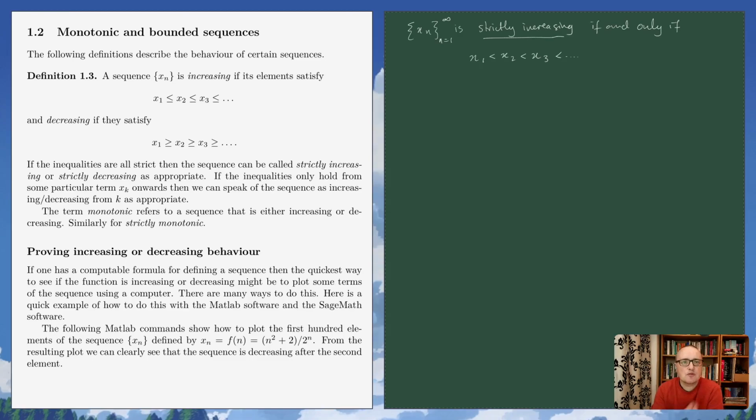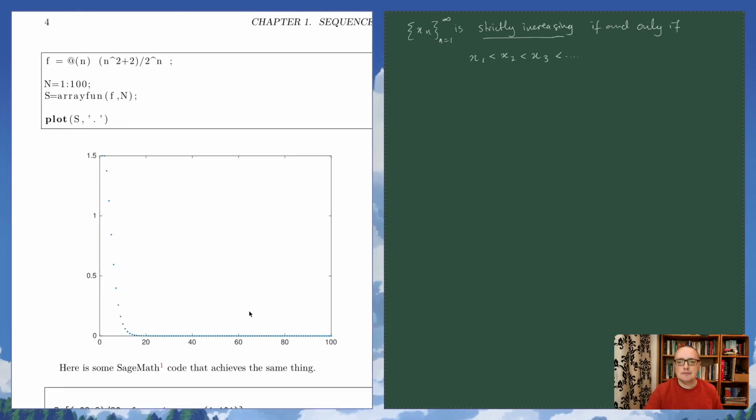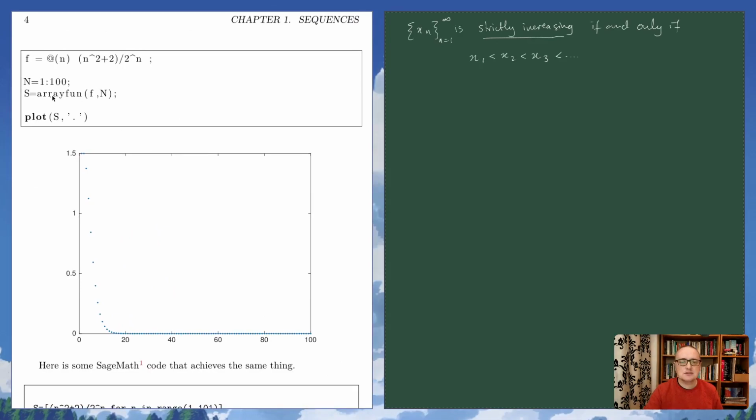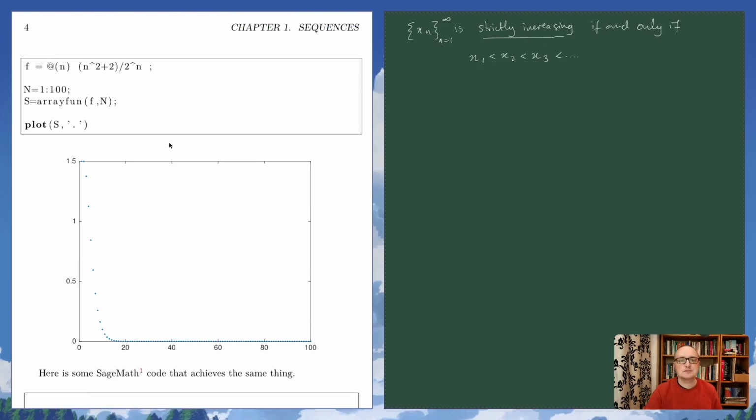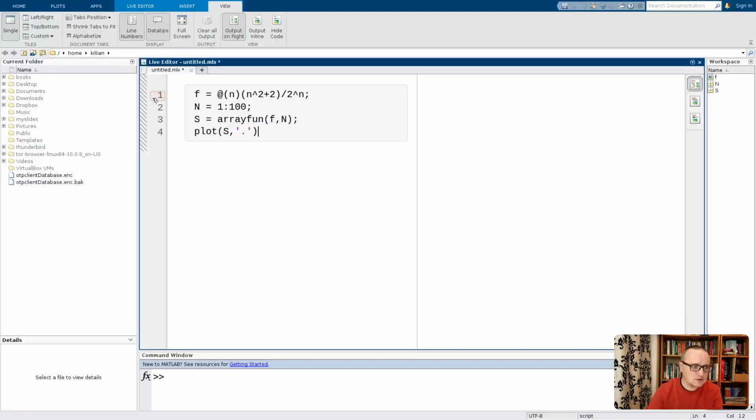Now, if you're given a formula for a sequence or a recurrence relation for a sequence, one quick way of investigating it is to plot the first few terms of the sequence. So let's take an example sequence here, (n squared plus 2) divided by 2 to the n, the sequence of elements fn. The commands in MATLAB that you would need to get a plot of this are shown here, and there are also some Sage commands below. Let's go to our MATLAB window.